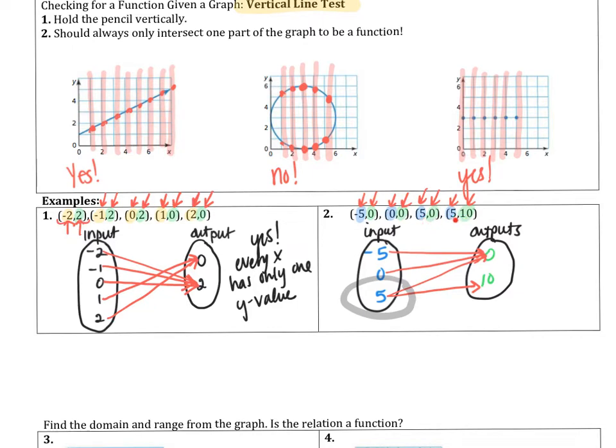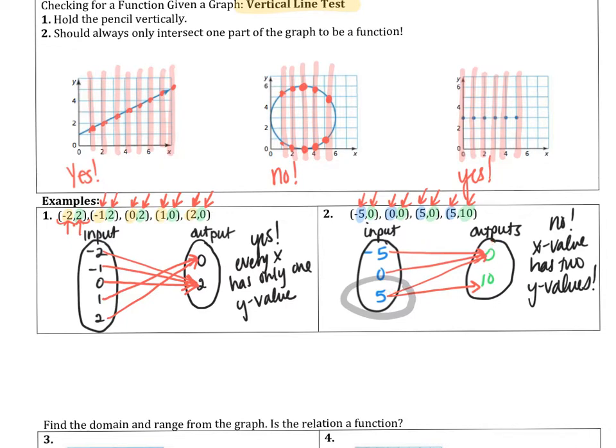That is not a function. Every x value can only have one unique y value, and this x value has two y values. Therefore, it is not a function. This x value has two y values, and we cannot have that. In order for something to be a function, every input needs to have exactly one output.